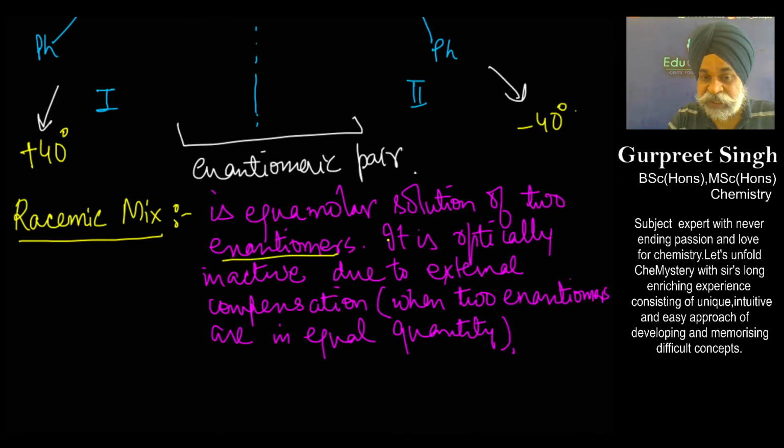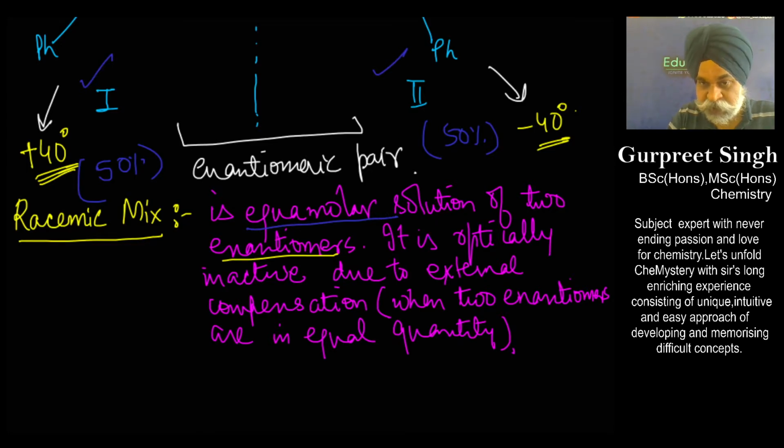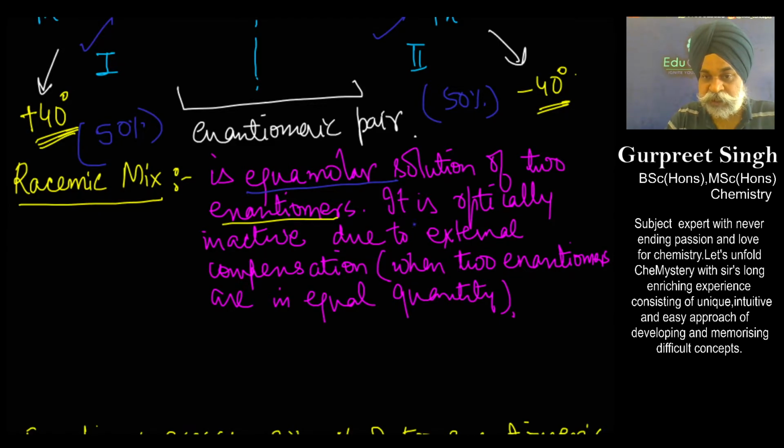Now it is optically inactive, because if one is rotating plus 40 and this is rotating minus 40, and in the solution mixture it is equally present. This is 50% available. This also, the molecules are 50. Out of the 100 molecules of this particular compound, 50 are in this form, 50 are in this form. That is what you call equimolar. So when they are 50-50 present and rotating the light, one by 40, another by minus 40, obviously the optical rotation would be 0, and then it would become optically inactive. So here it is to be remembered, it is optically inactive due to external compensation when the two enantiomers are in equal quantity.